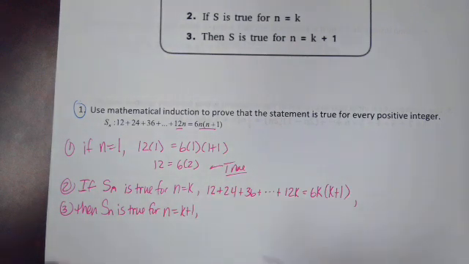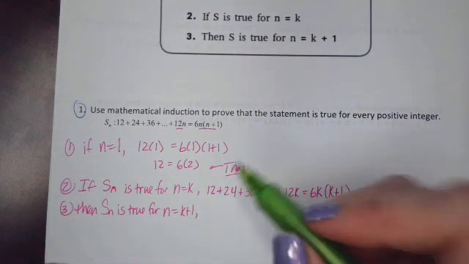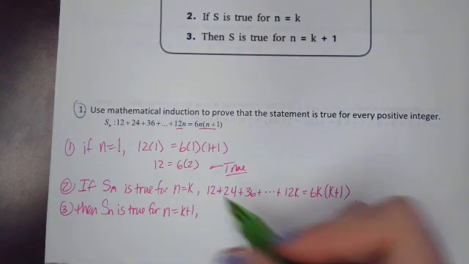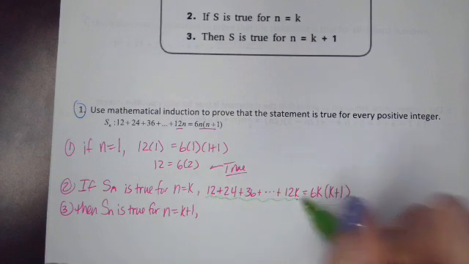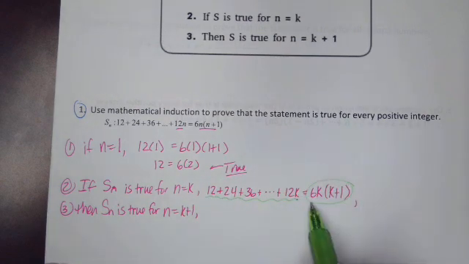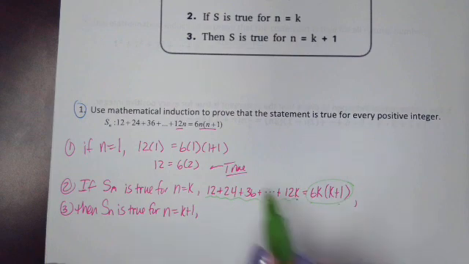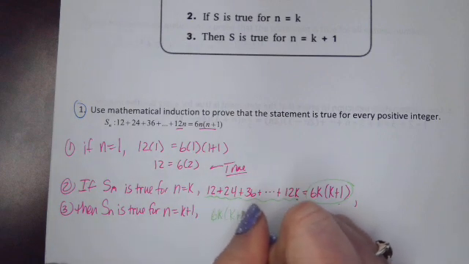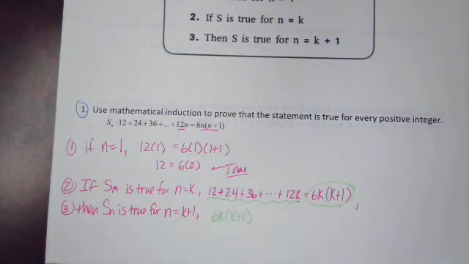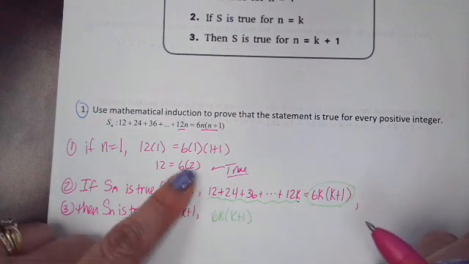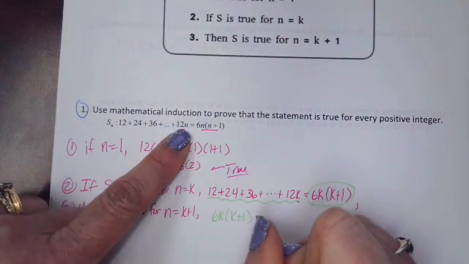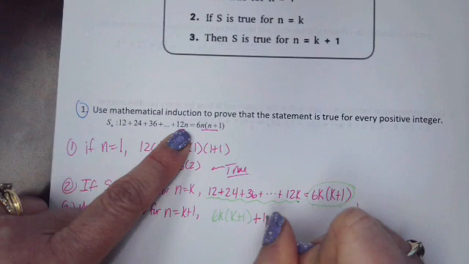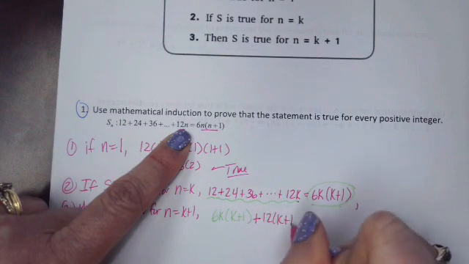So I have all of this up to 12k equal to 6k times k plus 1. So I'm going to do this substitution. I've got all of this represented by 6k times k plus 1. And then I do the next term. So I plug in k plus 1, so that's going to be plus 12 times k plus 1.